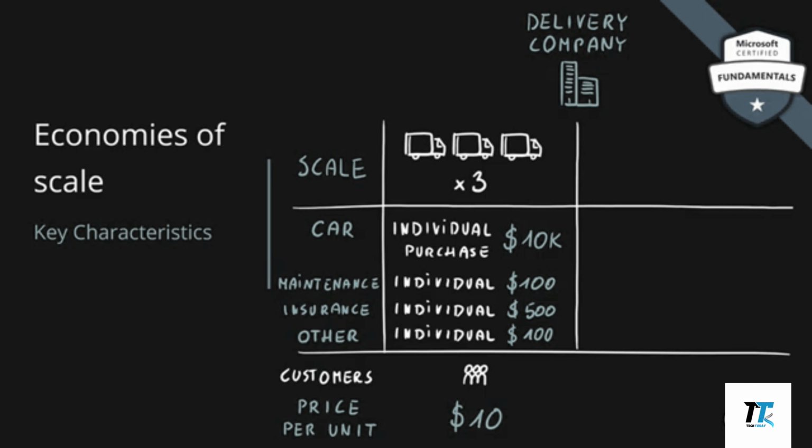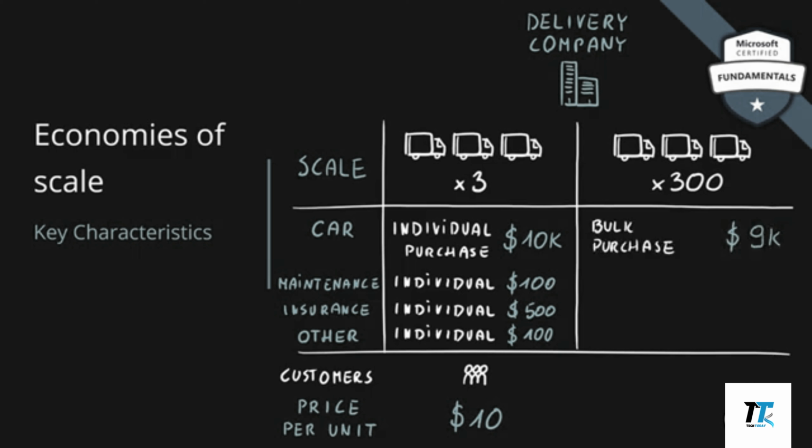If your scale goes from three cars to, for instance, 300, because your company is already big, you might be able to buy your cars in bulk from the dealership at a discounted price. Instead of buying them for $10,000, maybe you buy them for $9,000. Again, for maintenance, you'll be able to sign some contract with a car repair shop, again lowering the price of the maintenance required for your cars. Same goes for insurance, because you can buy insurance in bulk.